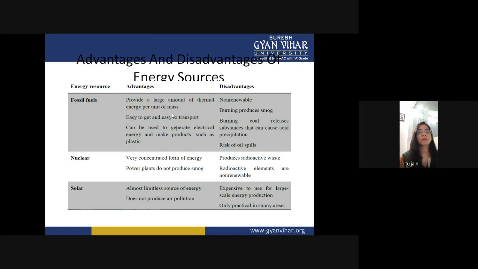Okay, now next come to the disadvantages. One disadvantage is this is a non-renewable energy source. One day it will be finished. Next, when this product is burned, there are n number of gases which are produced and which are very harmful for your atmosphere and human body. So burning coal releases substances that can cause acid precipitation. Next, it is the risk of oil spills.